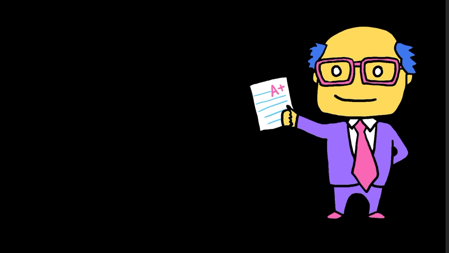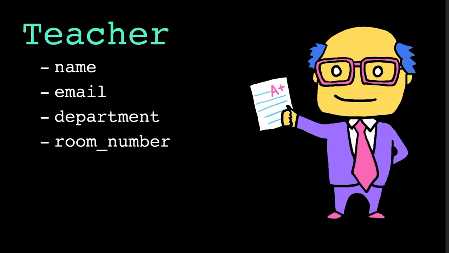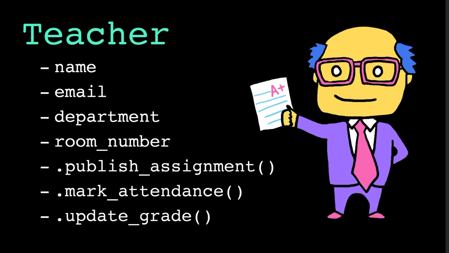To achieve that abstraction in our code, we bundle data and behavior together using something called classes and objects. This lets us define our own custom data types that come with their own data or attributes and behaviors or methods. To get started, we just need to learn how to write a class definition.